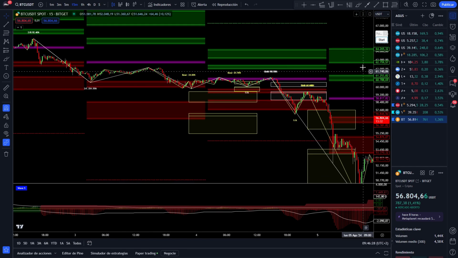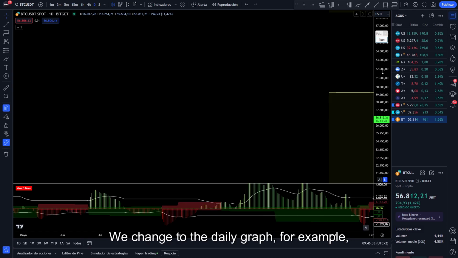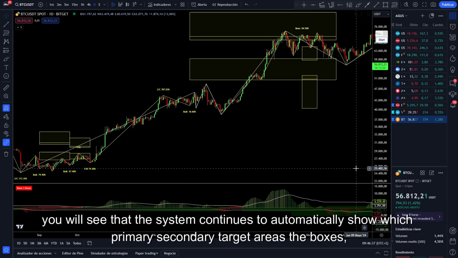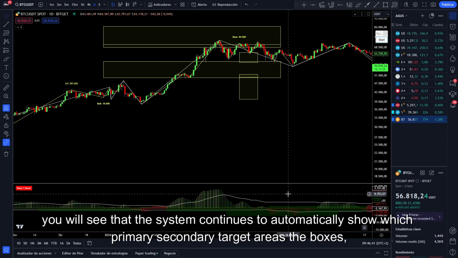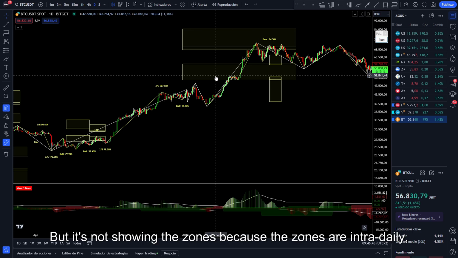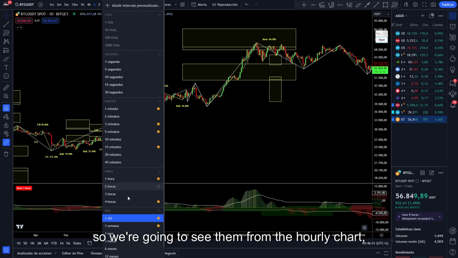Why? Because the area is not... We change to the daily graph. For example, you will see that the system continues to automatically show the primary and secondary target areas, the boxes that we are going to see later. But it's not showing the zones because the zones are intraday. So we're going to see them from the hourly chart.